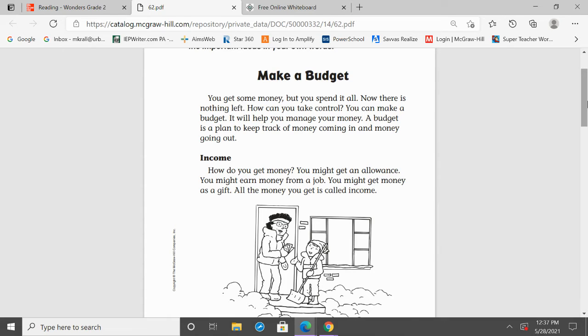All right, so first off, we see the problem here. The problem is that you get money and then you spend it all. So that's our problem right there.